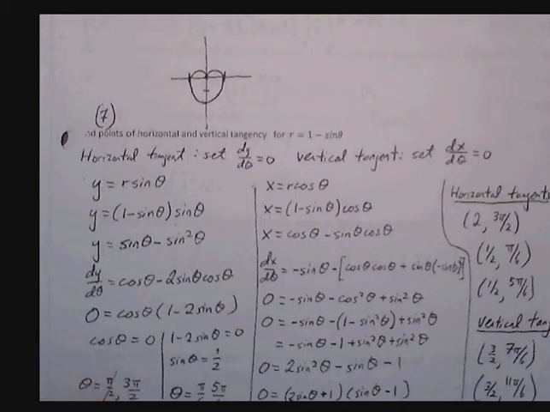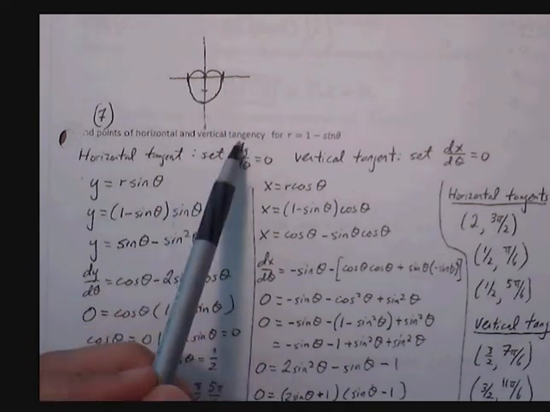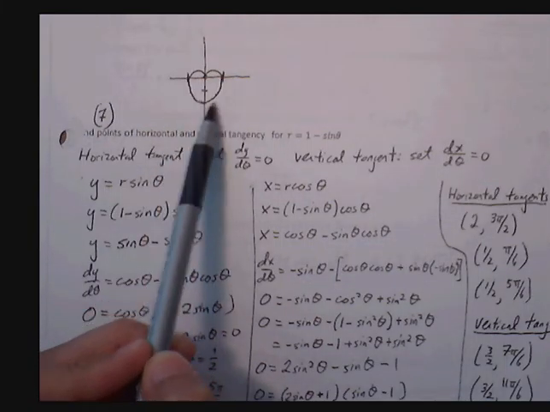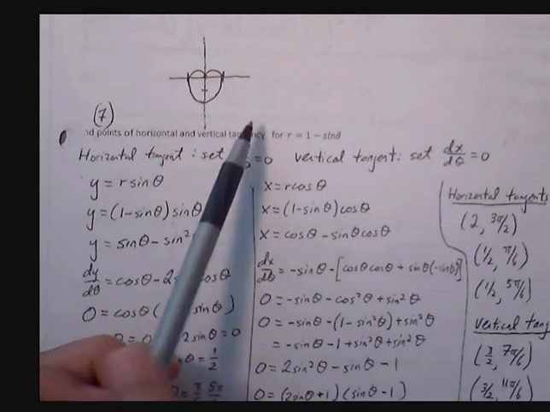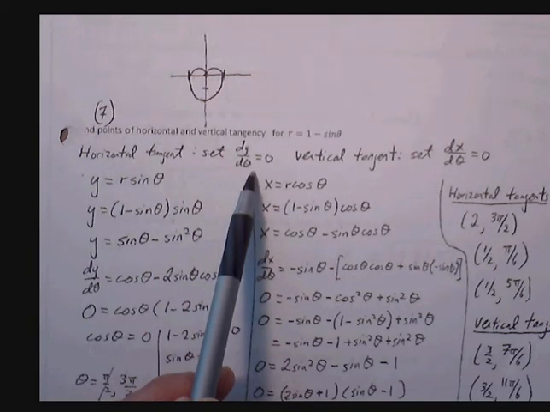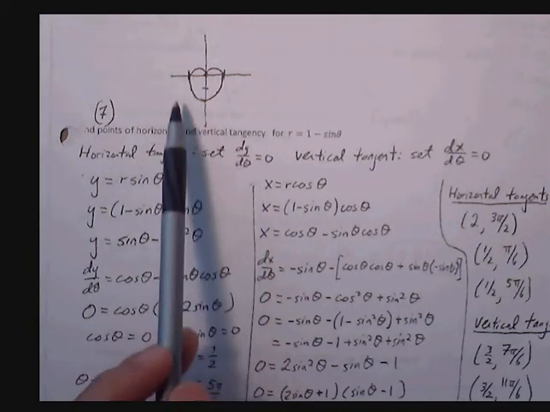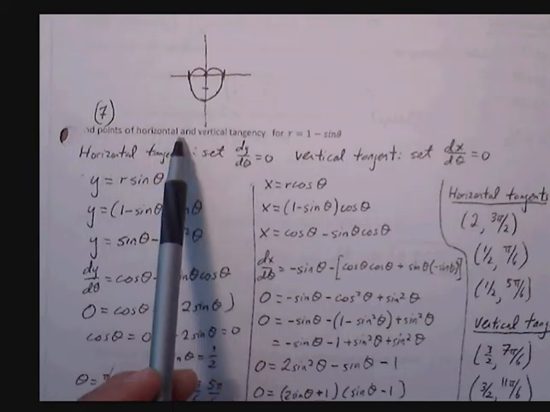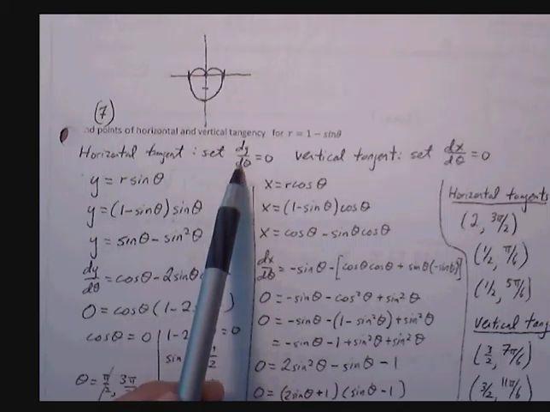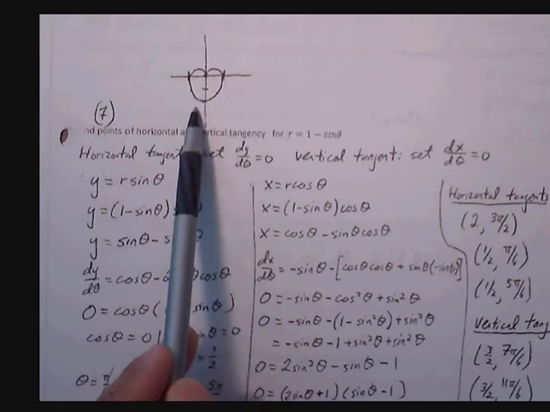Number 7, we're going to find points of horizontal and vertical tangency for r is equal to 1 minus sine theta. So if we sketch the graph of 1 minus sine theta, this is what it looks like. If we want to figure out horizontal tangent, then that's when dy over d theta is equal to 0. So theta being the independent variable, we want to find where the rate of change of y with respect to theta is 0. That will produce horizontal tangent lines.